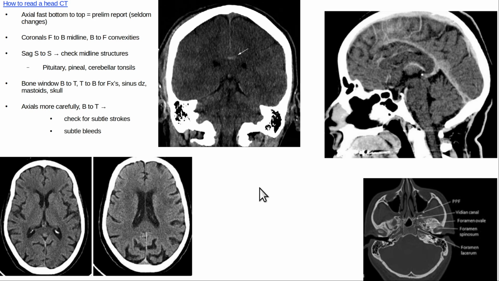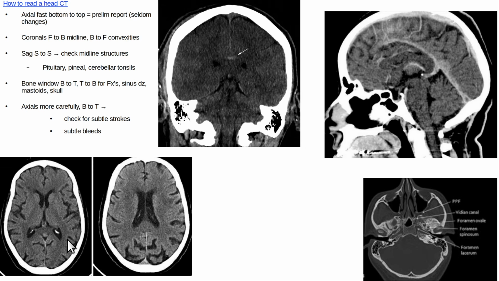Okay, so the first thing is, how do I read a normal head CT? Brain CT, head CT means the same thing. I usually start at the axials. Axials are transverse images. Imagine you were slicing the body like a loaf of bread. Okay, these are transverse images. The slice would be from side to side.